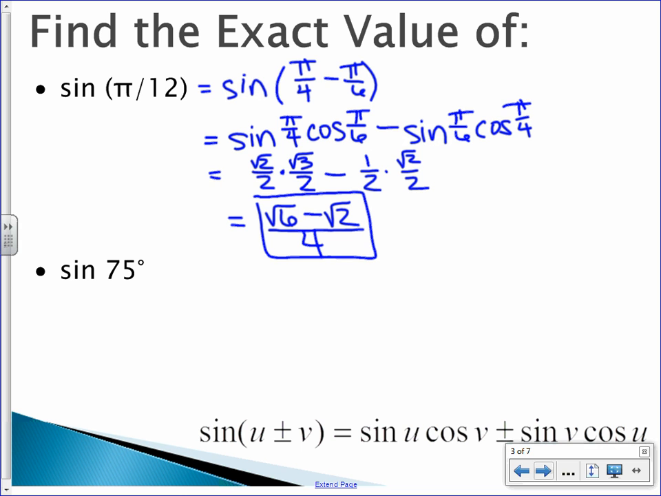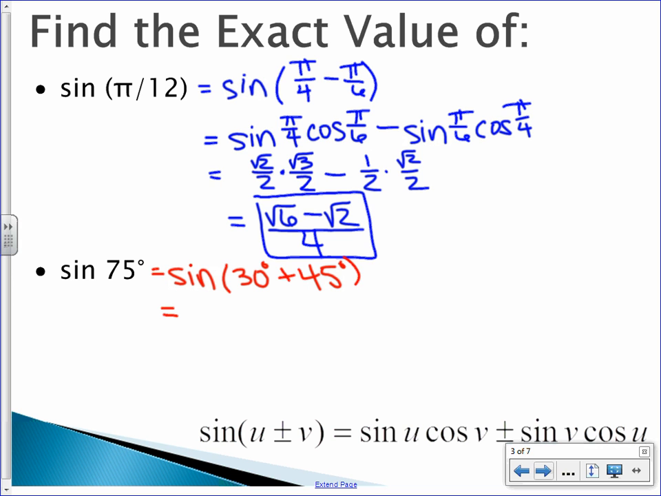Let's try this one, the sine of 75 degrees. Let's think, 30, 45, 60. Could you do 30 plus 45? We sure can. We can say that this is the sine of 30 degrees plus 45 degrees. Right?